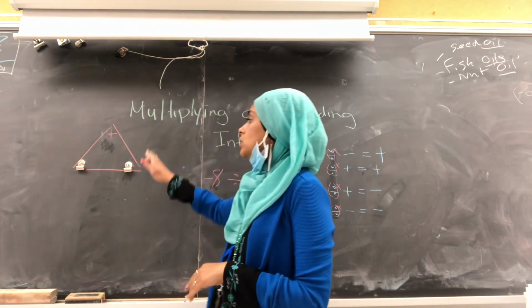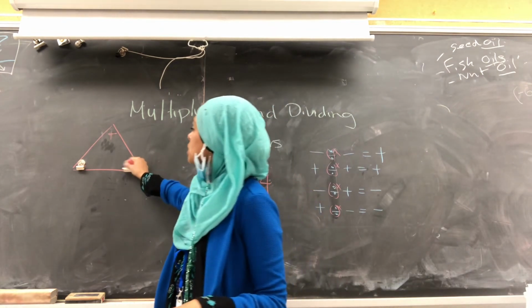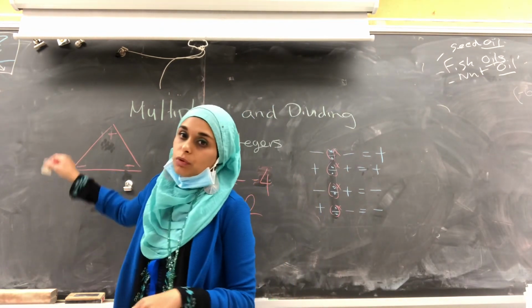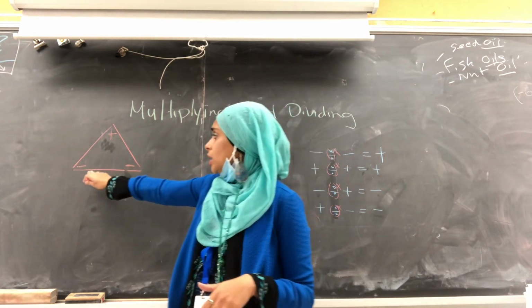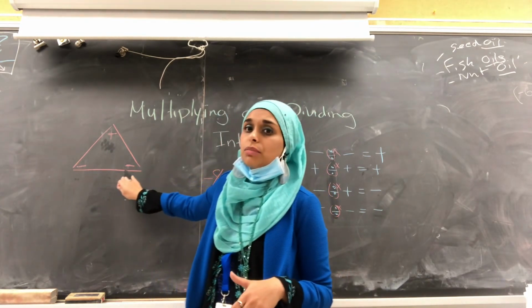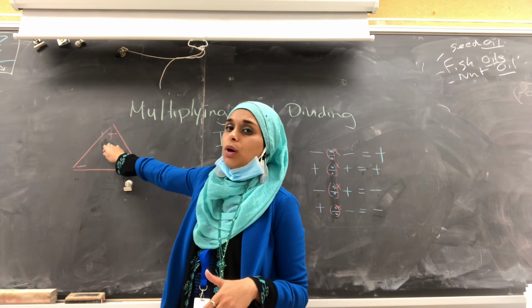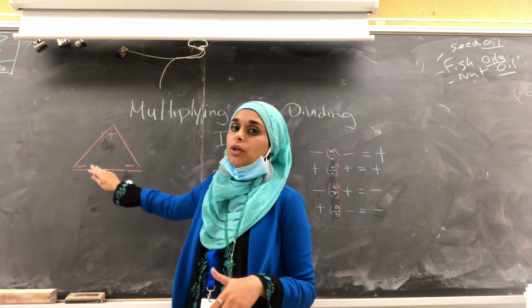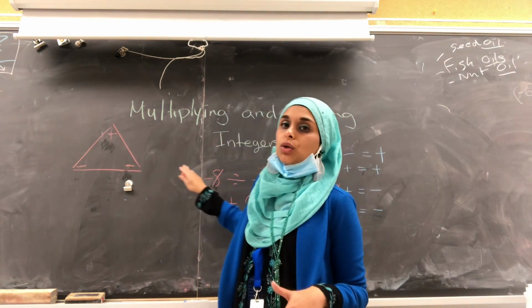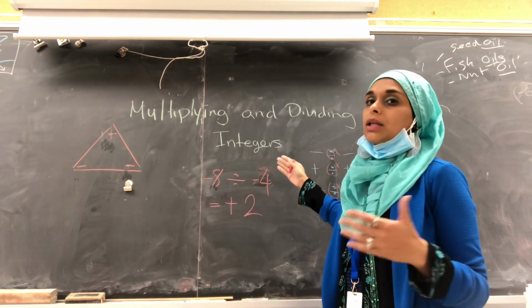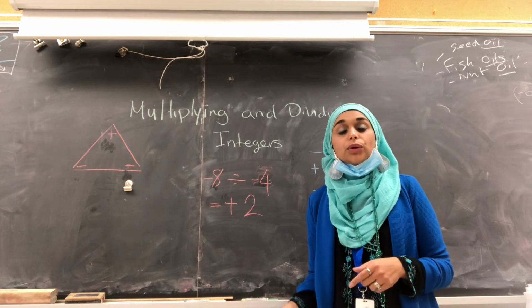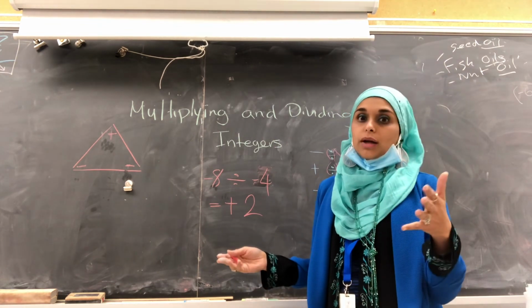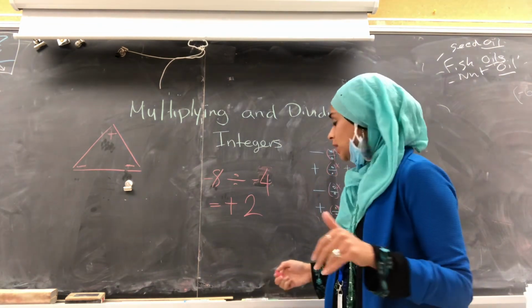Or you can use the triangle, which is just draw yourself a triangle at the top of your page when you're multiplying or dividing integers. And then you have the 2 negative signs at the bottom of your triangle and your positive sign at the top of the triangle. And then you just cover up the signs according to the expression. The sign that is exposed is the sign that you use for your answer, your product or your quotient. Okay, so I hope that is clear.